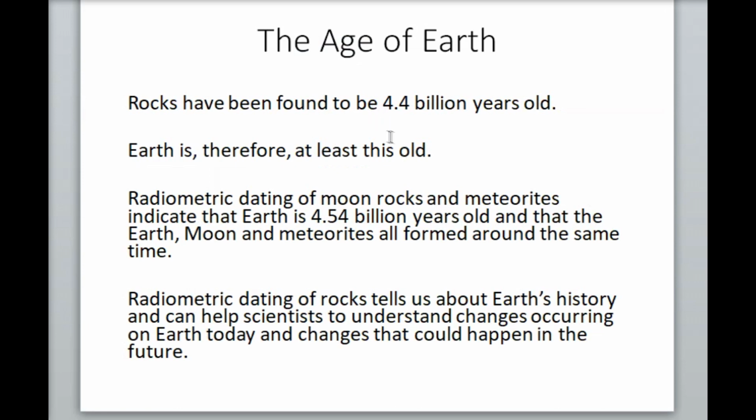Okay, and we have actually figured out the age of the Earth. It's around 4.4 billion years. That's the oldest rocks that we have found on Earth, 4.4 billion years. However, we have found meteorites and bits of moon rock that are 4.54 billion years old, and we actually think the Earth is the same age as the moon and these meteorites because they would have formed around the same time based on our predictions.